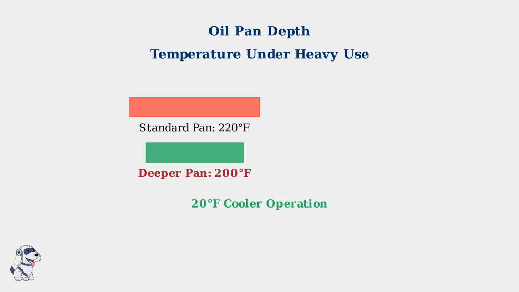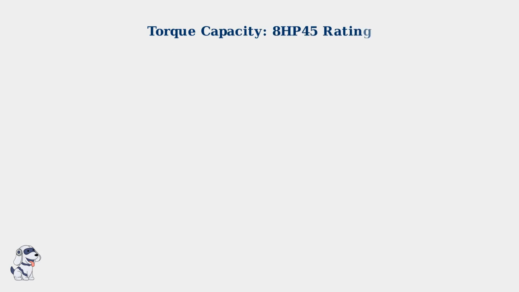This temperature reduction is significant because transmission fluid begins to break down rapidly at high temperatures. Every 20-degree reduction in operating temperature can potentially double the life of the transmission fluid and reduce wear on internal components. The 8HP45 transmission has a specific torque capacity rating that determines its operational limits and reliability boundaries.